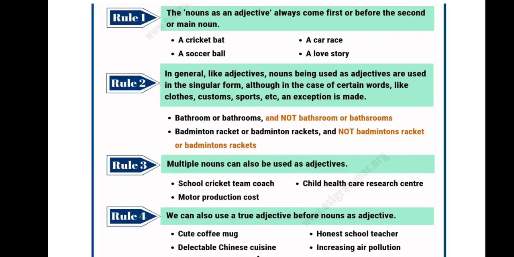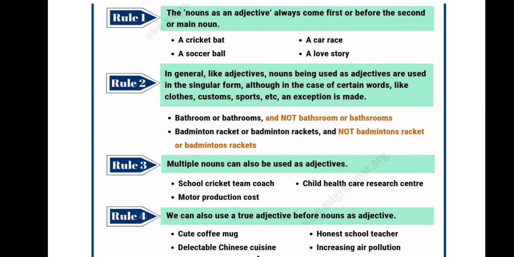Okay, again, badminton racket or badminton rackets. We can never say badminton's rackets or badminton's racket. Okay, it always remains as badminton racket. Now the third rule: multiple nouns can also be used as adjectives. Multiple, as the word says, means it can be two, it can be more than two. They can also be used as adjectives.